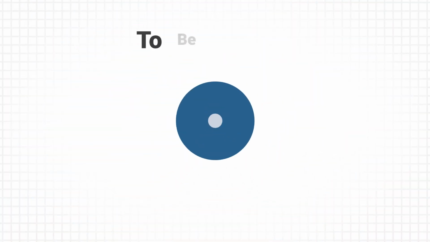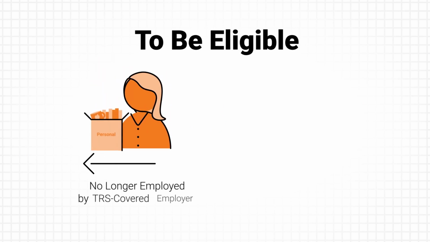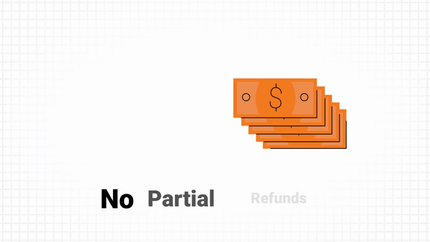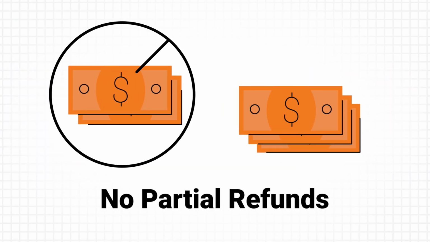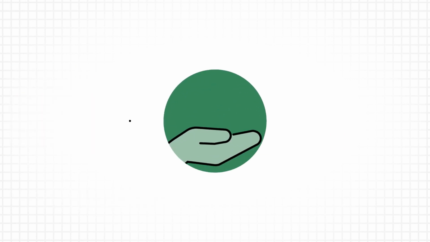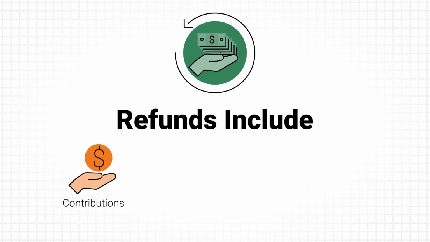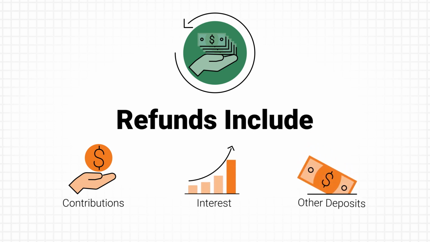To be eligible for a refund, you must end employment with all TRS-covered employers, and you must have not applied for or have received a promise for future employment with a TRS-covered employer. Partial refunds of your member account are not allowed. You must refund all of your accumulated contributions, which include member contributions withheld from your pay, interest credited to your member account, and any other amounts deposited in your member account, such as amounts paid for a service credit purchase.